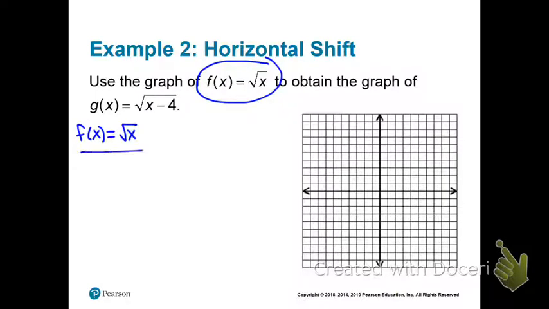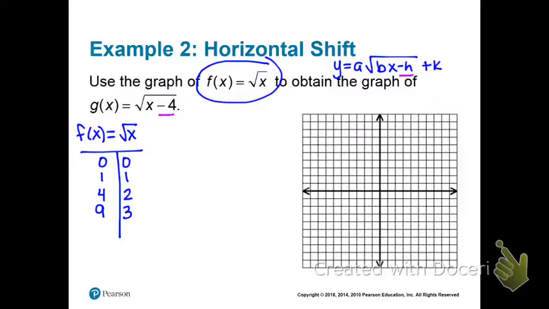And remember, that's one of those odd tables. We always use -2 to 2 so far unless it's a square root or a radical, so a square root or a cube root. And so we picked 0, 1, 4, and 9 for x values because we were able to take the square root of them to find our y values. Now, remember, this is also that y equals a square root of bx minus h plus k. So let's look and see what that minus 4 is going to do. The minus 4 is underneath with the x, so it's going to be our h value. Our h value tells us that it's going to be a horizontal shift.